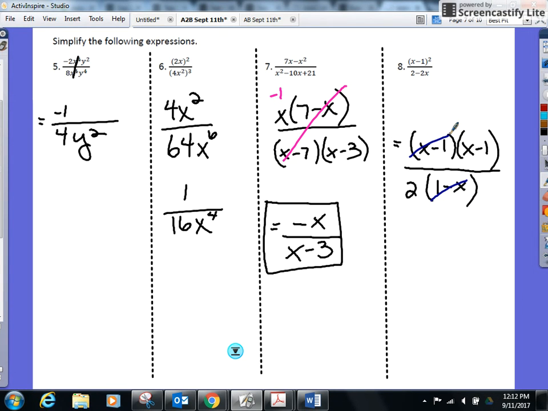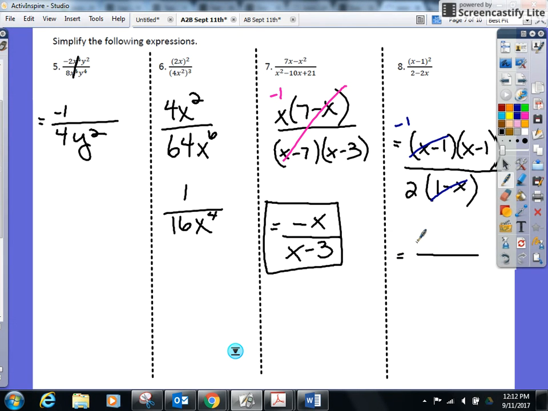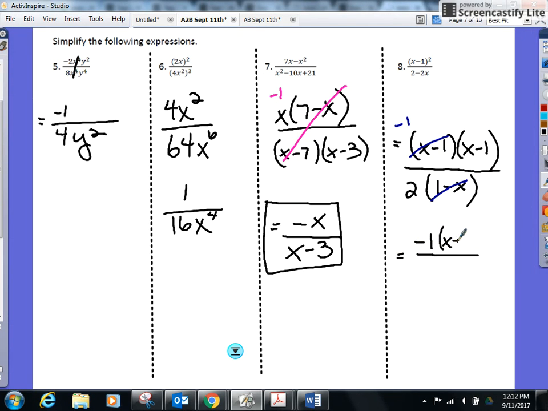Okay, pick where do you want to put it? Numerator, you got it. So we'll put a -1 there. So I end up with -1 times x minus 1 over 2. If you wanted to put that negative down with the 2, feel free.